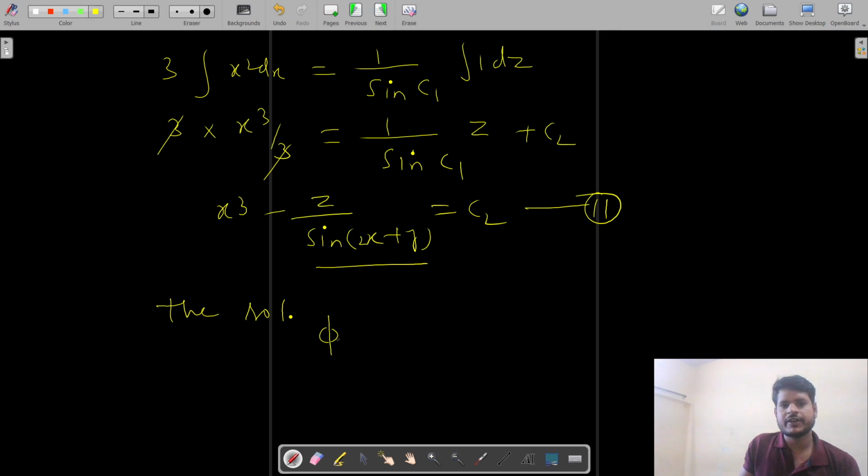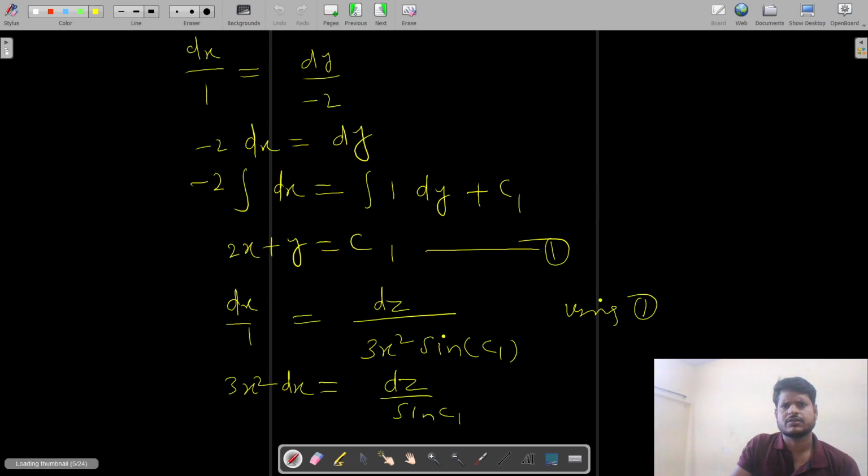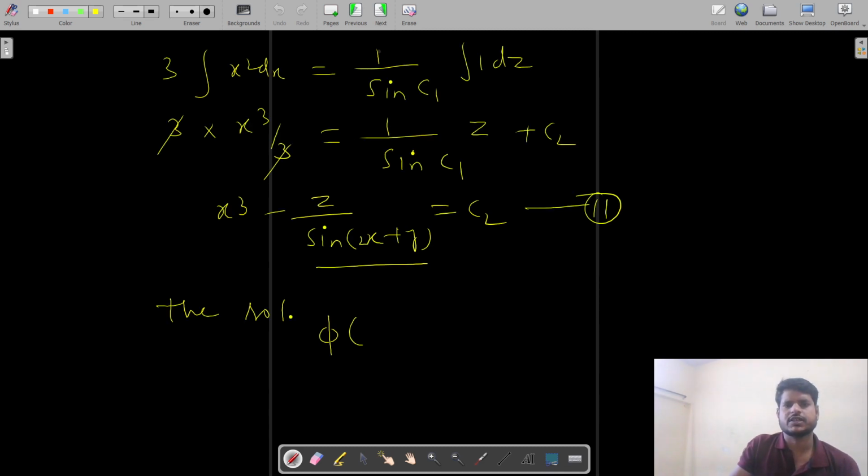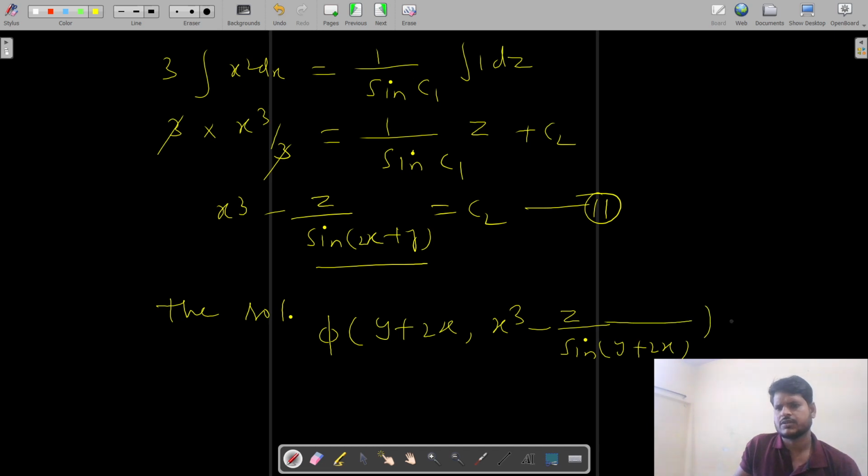Solution will be what? Phi of, now first we have 2x plus y, you can say y plus 2x, y plus 2x comma x cube minus z upon sine of y plus 2x, equal to 0. So this is the solution. Okay, now let me solve the next problems.